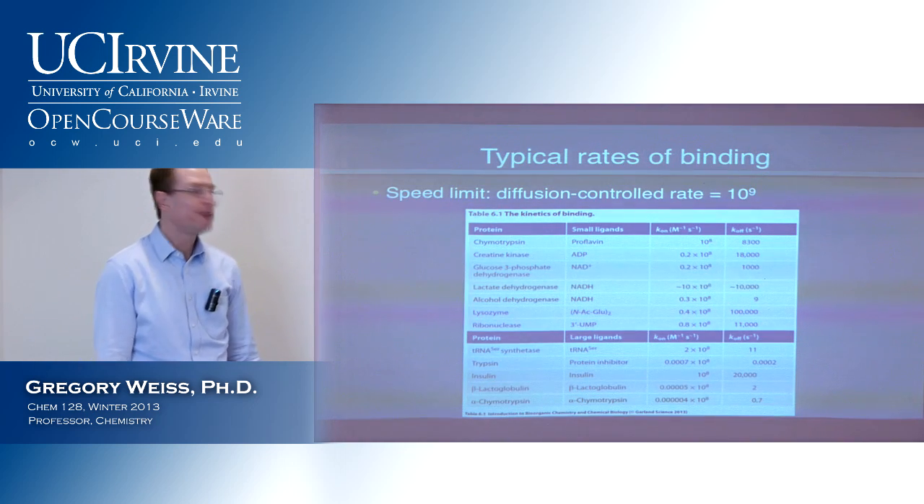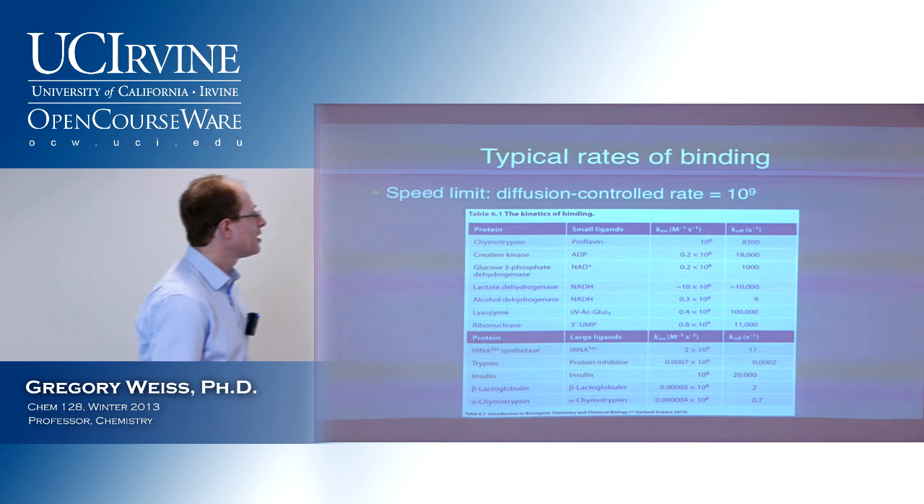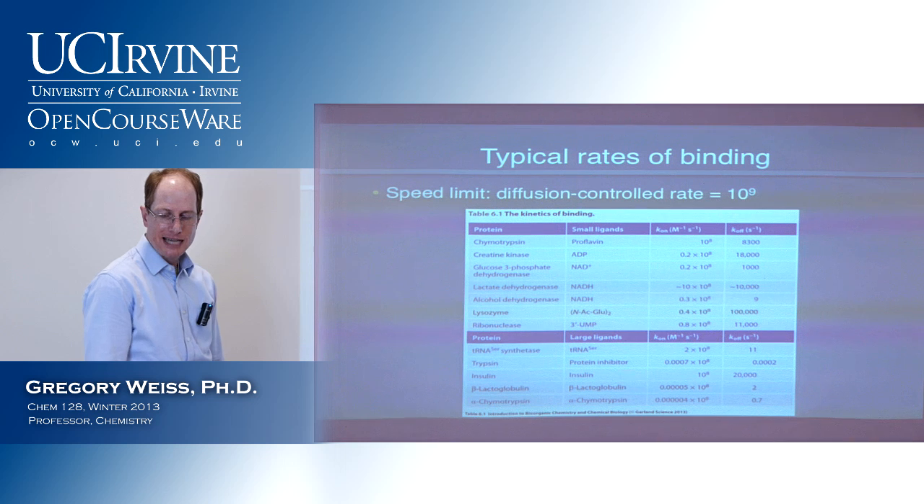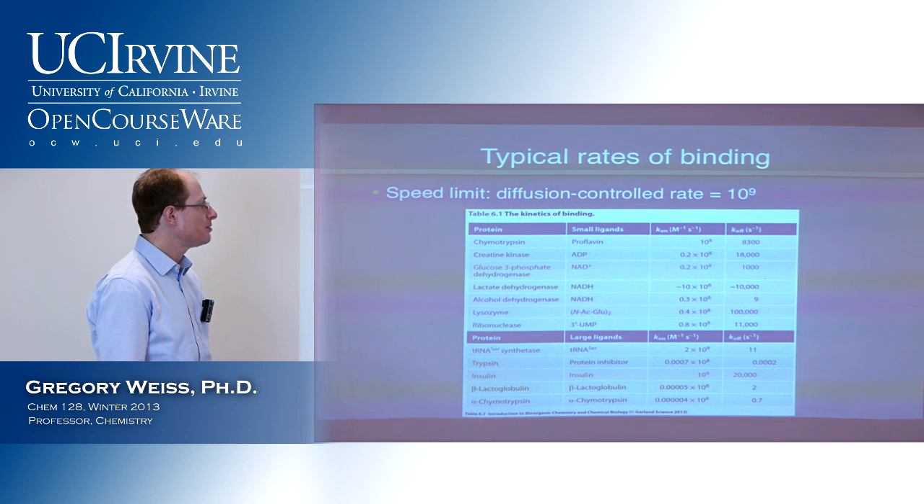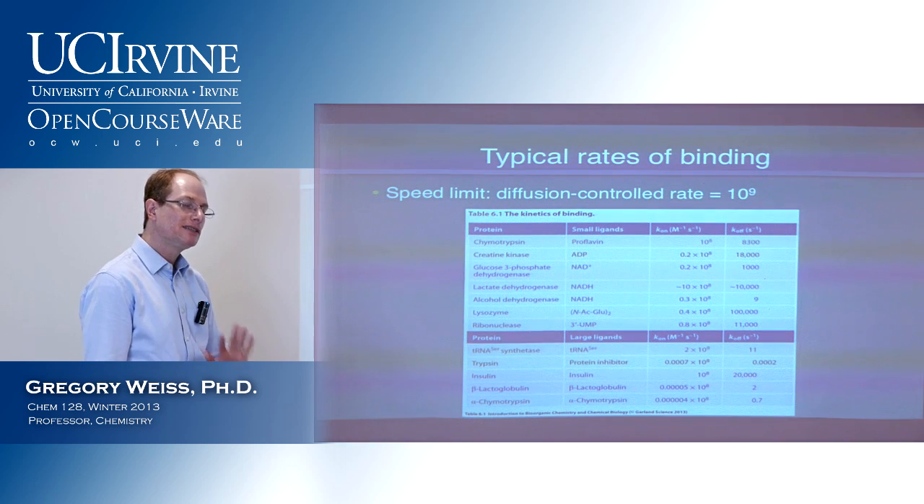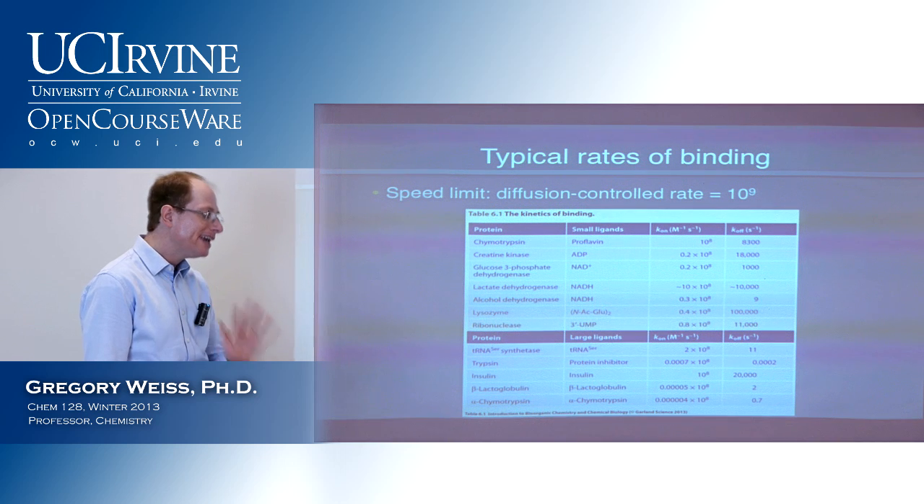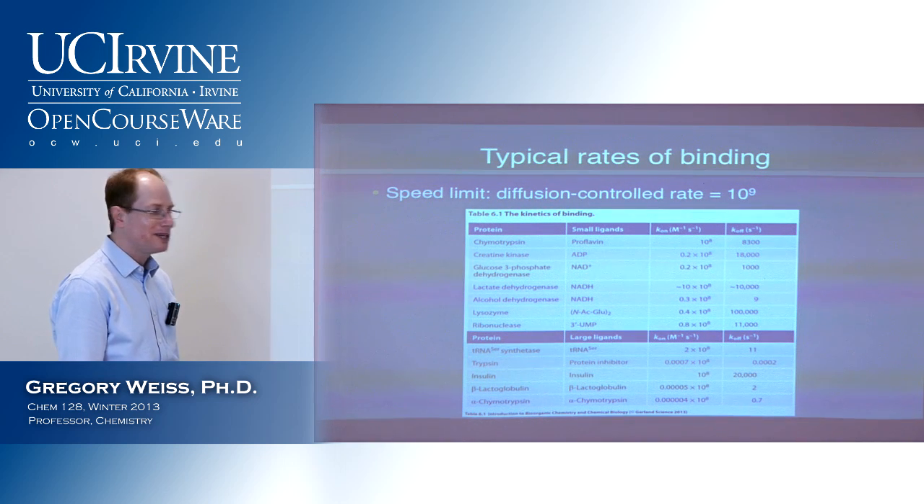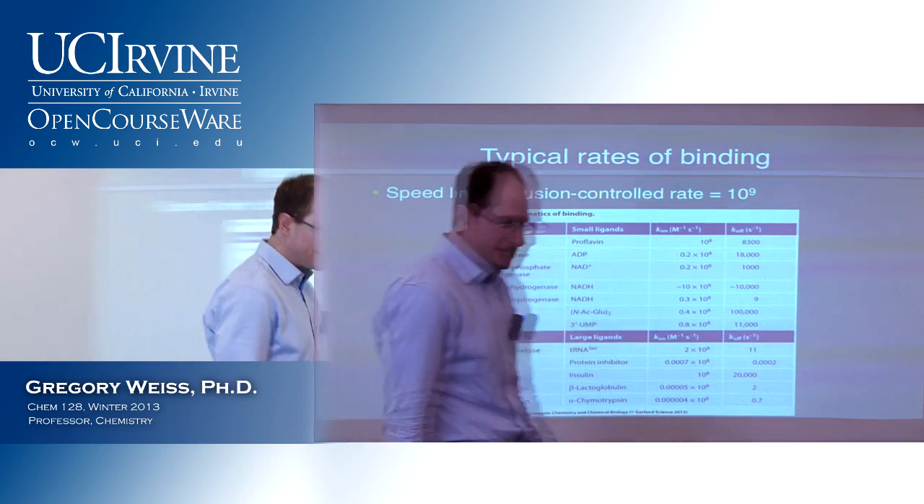The typical rates of binding are, again, wildly different. And this is a table from the book, table 6.1. I want you to take a moment to just gaze at the truly awe-inspiring nature of these differences in speed here. Okay, so let's just take a moment to appreciate this.